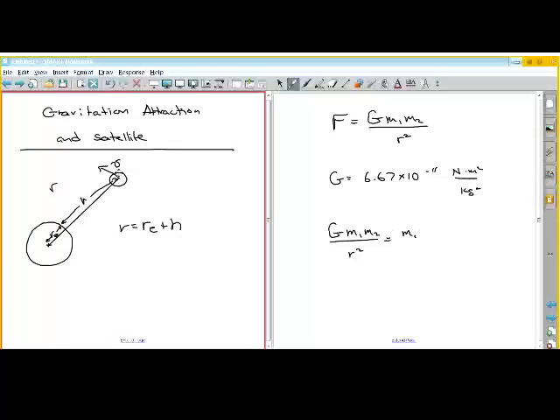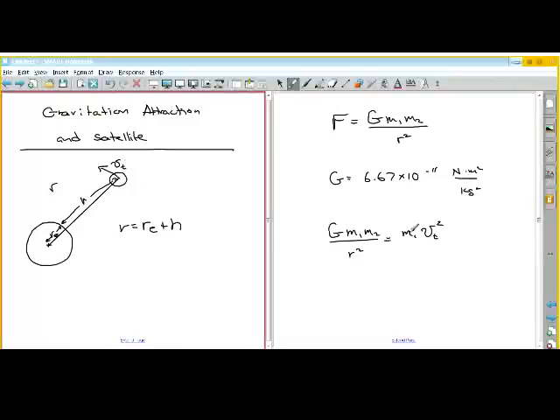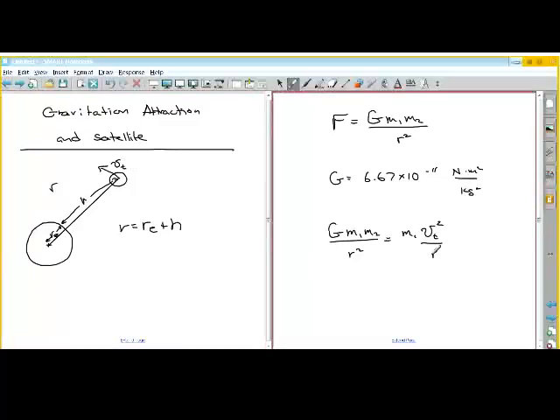So you have m times acceleration, but the acceleration of an object in a circle is the centripetal acceleration, which is equal to the tangential velocity squared divided by r. So you can see the mass of the satellite doesn't come into play in this balance. We also have, this is equal to m1 times omega squared times r.